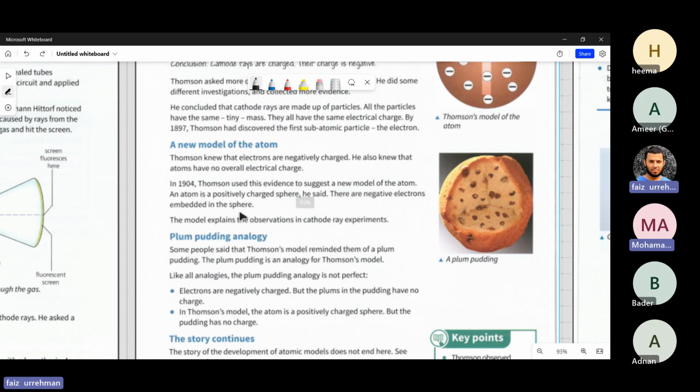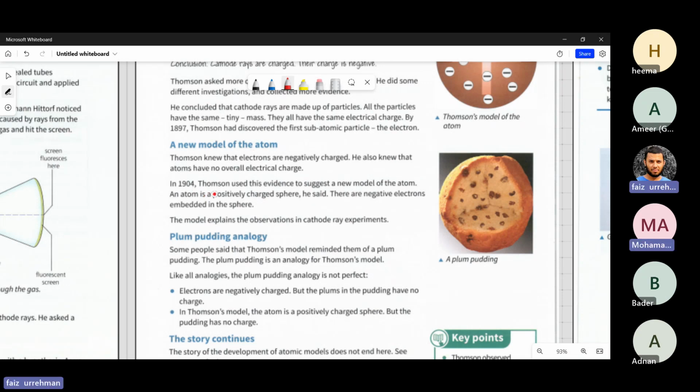So, a new model of the atom. Now Thomson knew the electrons are negatively charged. He also knew that atoms have no overall electrical charge. Atoms are considered overall neutral. When you look at the outside picture, any atom is overall neutral. Neutral, not neutron. You are making neutron and neutral into a single word.